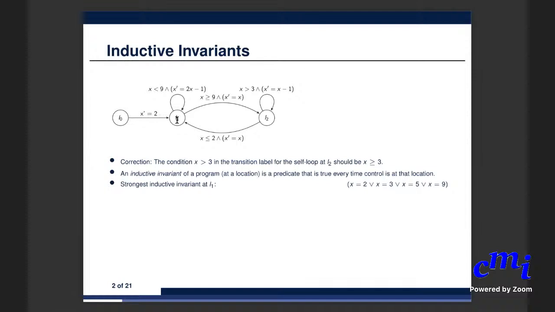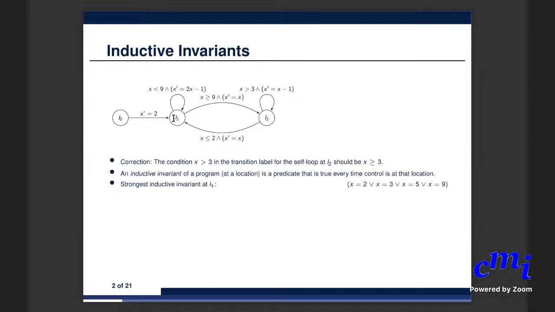So here, the way you construct that predicate is to isolate the ways in which you can get to location L1. How many ways are there to get to location L1? You can get in three different ways. One, by this transition from L0 to L1, the self-loop transition from L1 back to L1, or you can get from L2.